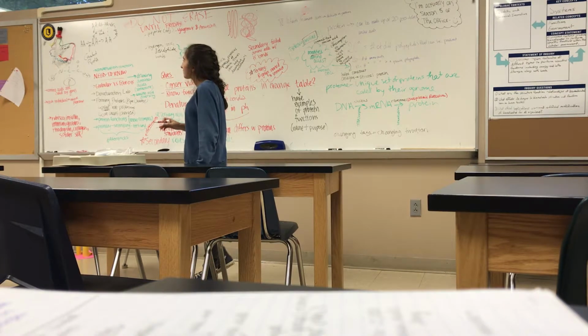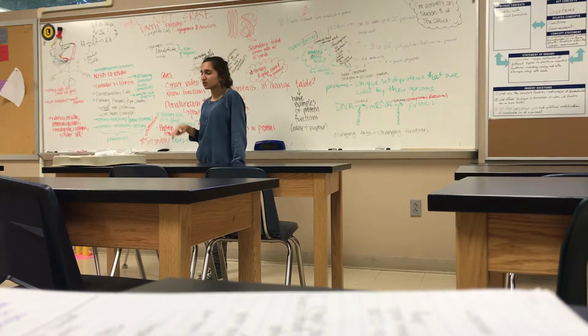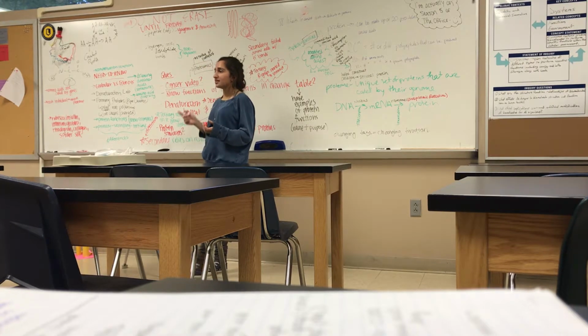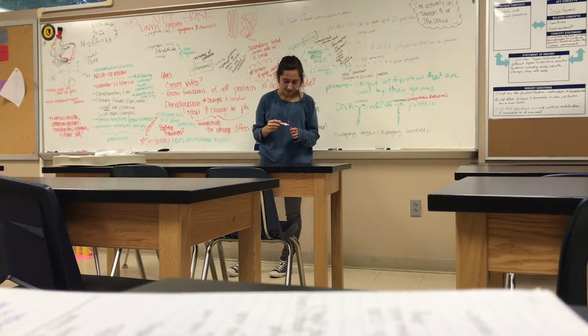Okay, so I've discussed primary, secondary, tertiary, and quaternary structures. They're all proteins. Proteins have specific functions, and different proteins have different functions. Denaturation of a protein is the unfolding of a protein, and that can happen because of heat or change in pH.